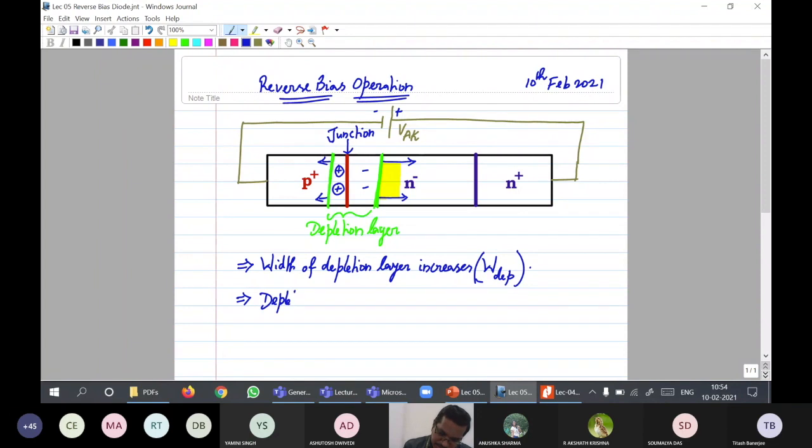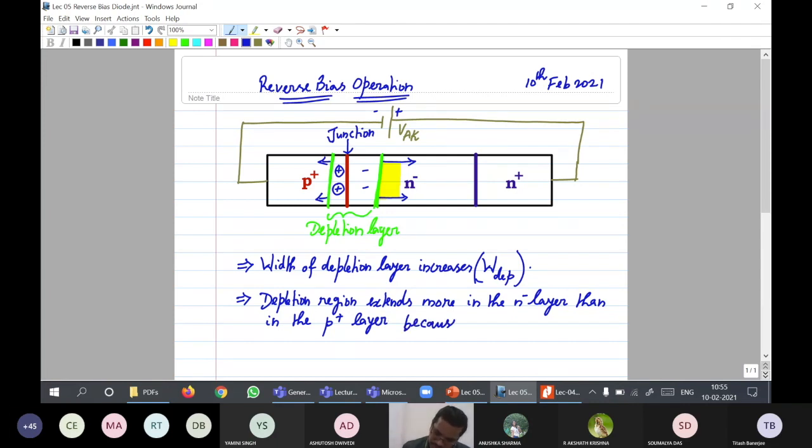Depletion layer, I will write depletion region extends more in the n minus layer than the p plus layer because of doping densities. I should write difference in doping densities, but I leave it here so that you will understand that.